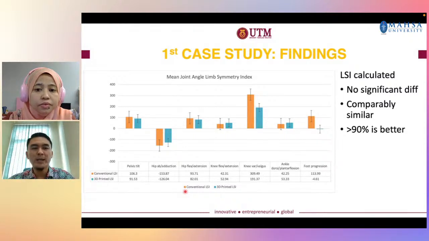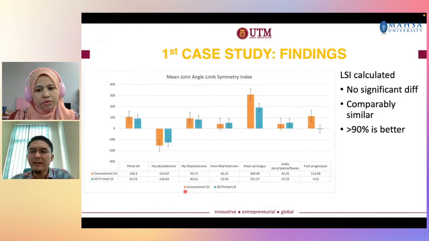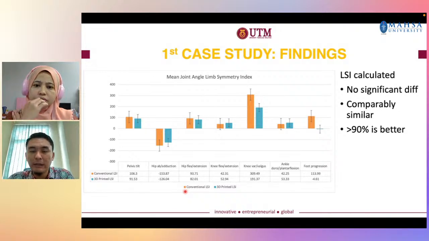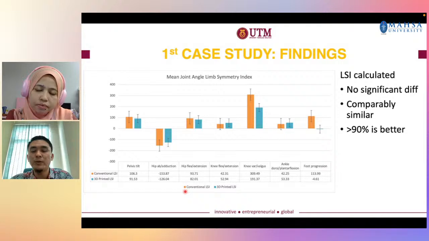Okay, so we are calculating the joint angle limb symmetry. The limb symmetry index is useful to determine, between the two legs, right and left, whether it is symmetric or not. If not symmetric, then we can see that there is some problem with the prosthetic leg, or even the way that the patient uses the prosthetic leg.